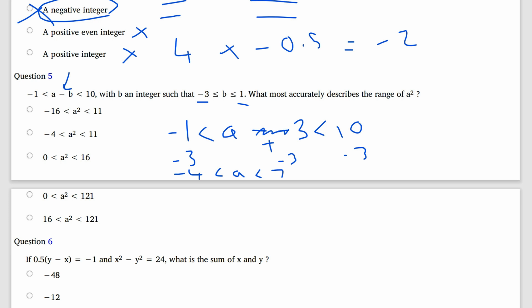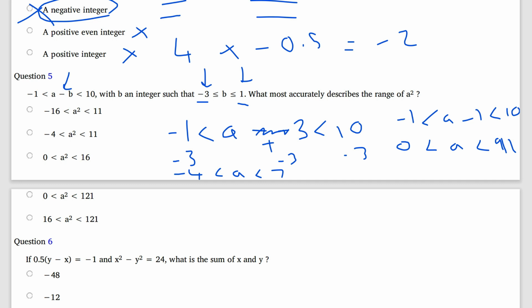And now let's do the same, but subbing in 1. Okay, we've subbed in -3, so now let's sub in 1. I'll do it over here. So if b is 1, we get a take away 1 is less than 10. And we can add 1 to all three sides of the inequality to give us 0 is less than a, which is less than 9 here. Oh, sorry, we're adding 1, my bad.